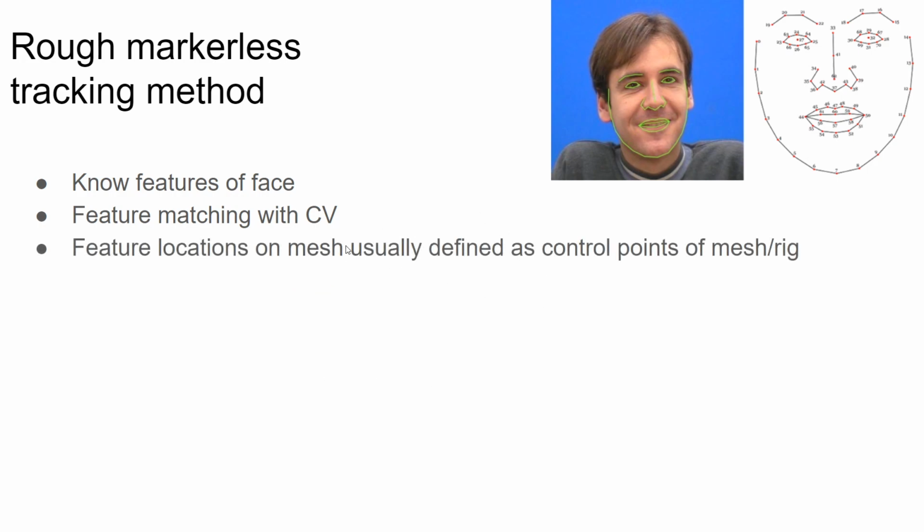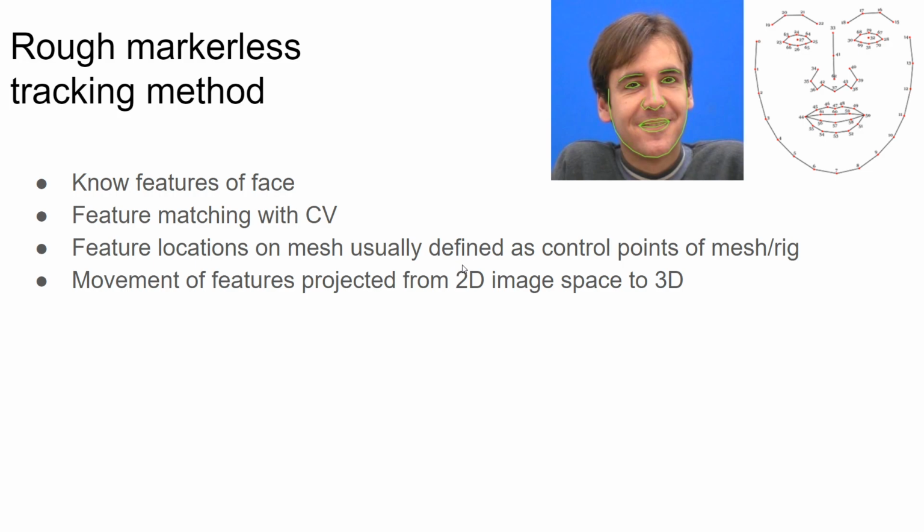Then, as far as the 3D graphics part goes, you might use these feature locations. You might project them onto the mesh so that they can be used as control points for your animation, like a blend shape or a skeletal animation. Then as for how the features move, we have a depth problem that we'll see in a second, but generally you project it from 2D space into 3D.